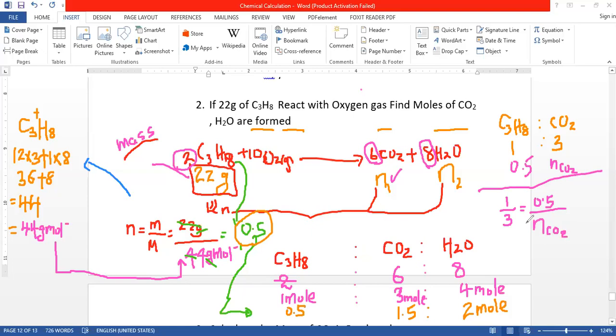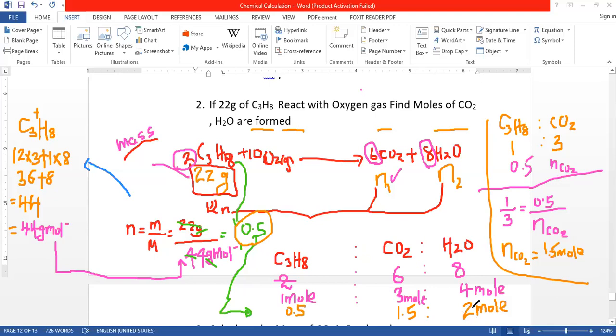NCO2. So how to find this NCO2 now? Moles of CO2, N CO2, is equal to 3 into 0.5, 1.5 mole. So if you have a problem doing this, and if you are confused, do this one. If it's 1, it's 3; if it's a half, it's 1.5. Then you follow this method.